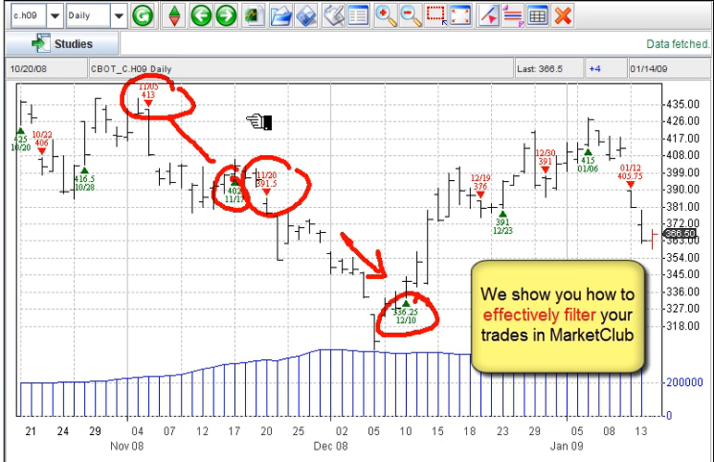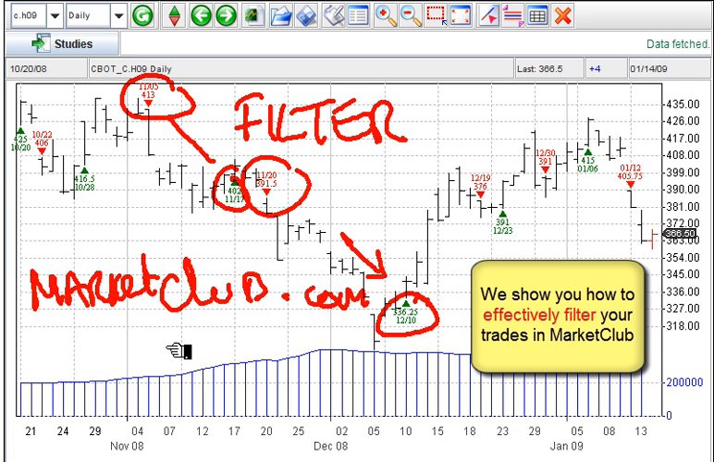So the key here is to filter your trades. You don't want to take every signal as a turnaround signal. You may want to stand aside or just wait until the main trend comes back into play. And we show you how to do this with MarketClub.com. So you can see all of these, how you filter these trades, how you can get some exciting profits out of these markets and reduce your risk by diversifying. So it's very simple and it's worked. We've got 6 quarters of continuous profits using this program, and I think you'll be happy to incorporate it in your own trading in 09.